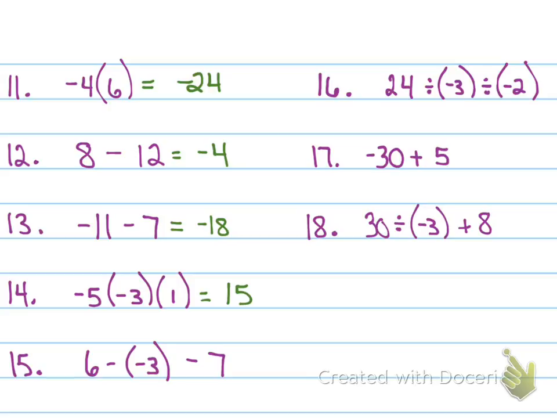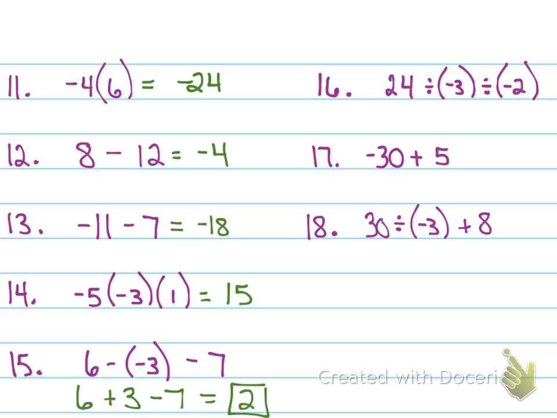Number 15, what do you see first that you have to do? You've got to do what? Change the double negative to a positive. 6 plus 3 minus 7 is 2. Again, I just work left to right. Number 16, I'm dividing all the way across. So again, I can work left to right and then count my negatives at the end.